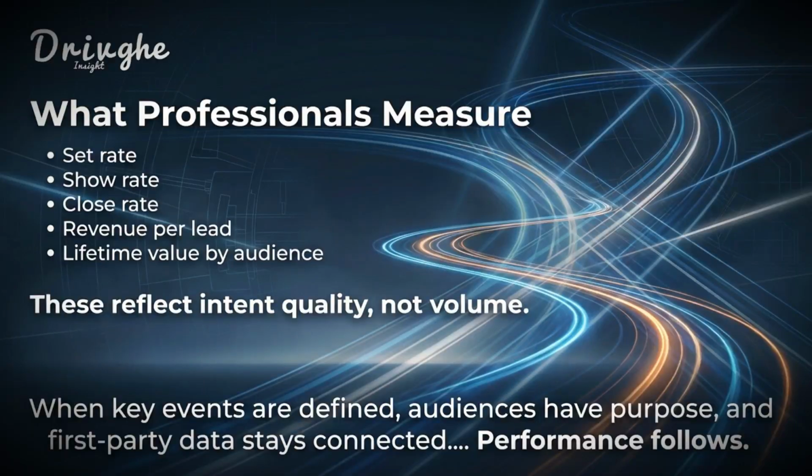Step 6 is to measure what actually matters. Professionals tend to measure the outcomes that reflect the intent, not just clicks, but the quality, which is typically shown in business metrics, like your set rate, your show rate, your close rate, your revenue per lead, or lifetime value by audience segments. Those numbers tell you whether your audience definitions are working or just drifting. None of this requires better ads, it requires clearer intent on how you define it. So when key events are defined and audiences have a purpose, and when first-party data is actually connected, signal quality improves and performance follows.